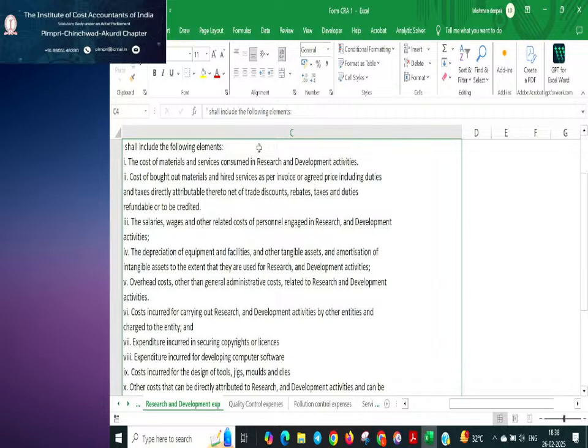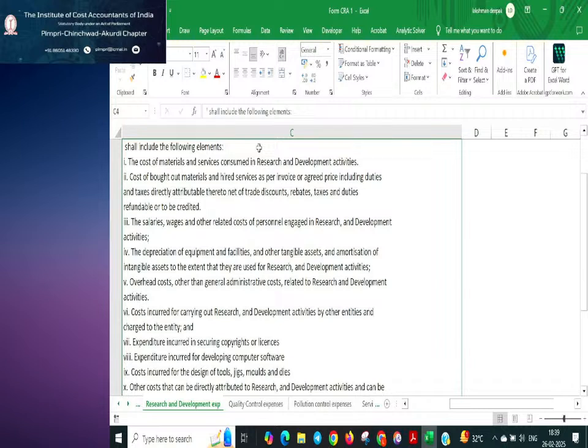Then coming to overhead cost, other than general administrative cost. Why they have given this provision of other than general administrative cost is that usually general administrative cost is the cost which is allocated. It is mostly known as allocated cost, so the cost of the company which is just allocated to the departments.